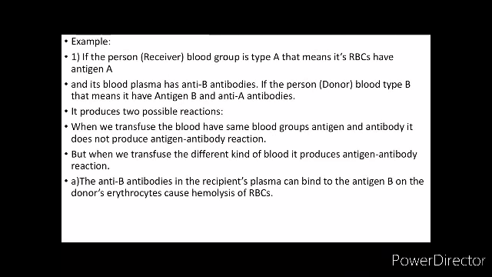For example, if the person's blood group is type A, that means RBCs have antigen A and the blood plasma has anti-B antibodies. Or if the donor's blood group is B, that means he will have antigen B and anti-A antibodies. Now, there are two possible reactions.